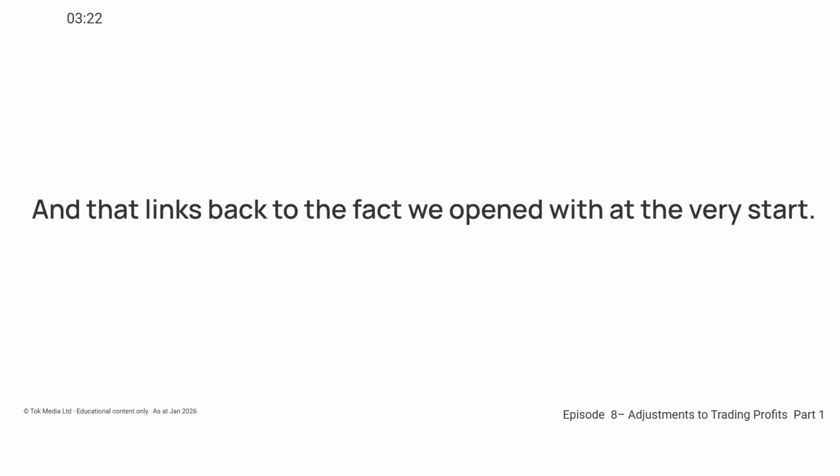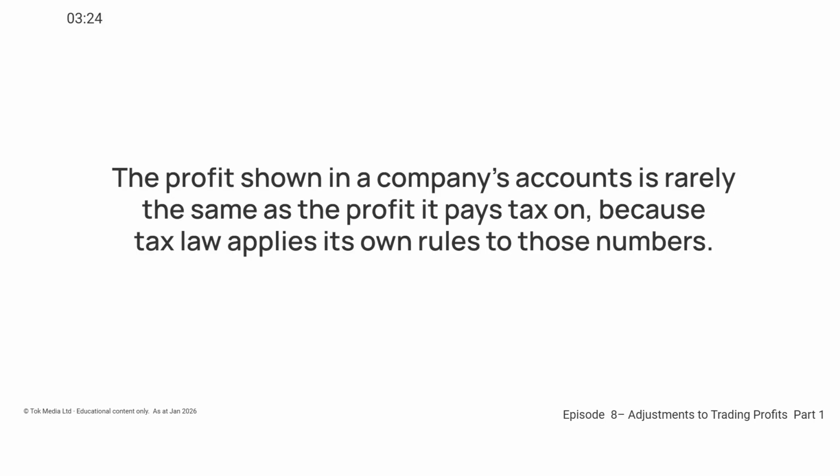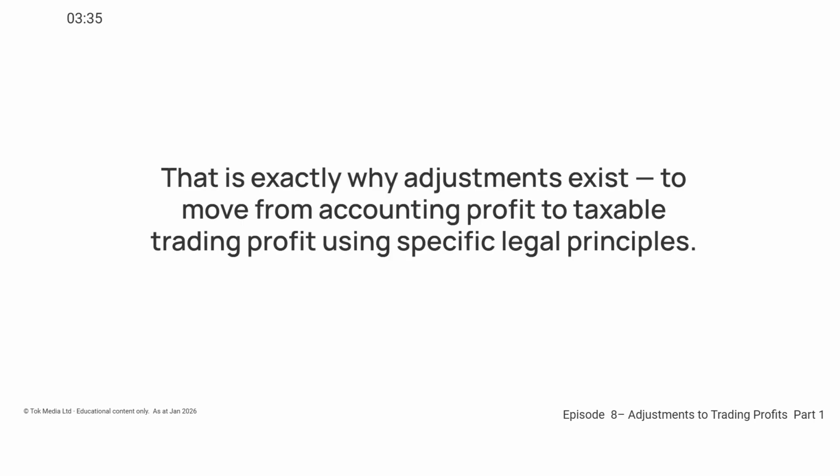And that links back to the fact we opened with at the very start. The profit shown in a company's accounts is rarely the same as the profit it pays tax on, because tax law applies its own rules to those numbers. That is exactly why adjustments exist, to move from accounting profit to taxable trading profit using specific legal principles.